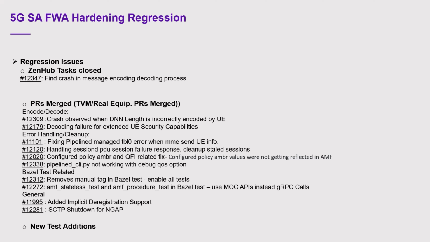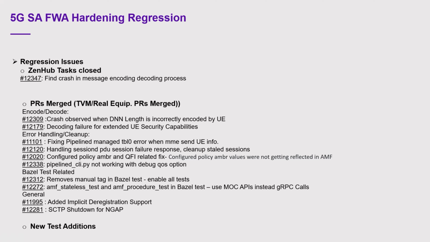Next set is a couple of Bazel test related issues fixed. So basically all test cases are enabled and we removed the manual tag. And then we have another test related to stateless and procedure, which is fixed, and it's using mock APIs instead of gRPC calls. And then the last set is the issues related to implicit deregistration. A whole bunch of steps in there in the PR which got resolved and merged. And then GTP shutdown in NGAP protocol. That part is also fixed. So if anything to discuss here, otherwise we can move to next slide.